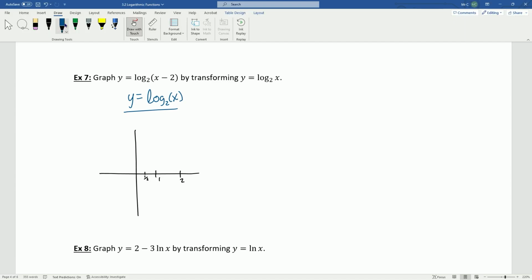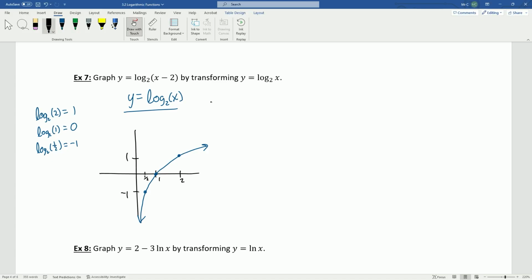So our key points, what are they? We know that log base 2 of 2 is 1. We know that log base 2 of 1 is 0. And log base 2 of 1 over 2 is -1. So we just plot those key points. And we also know that there should be a vertical asymptote on the y-axis. So this graph should look like this.